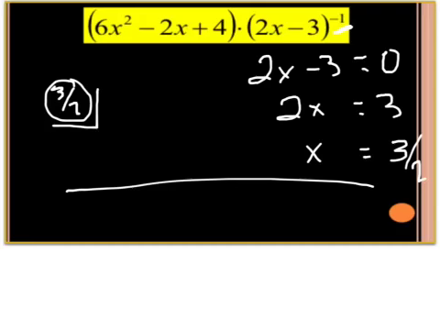Now that's going to be an awkward number to multiply by, but you guys can still do that with your calculator. So I want you to try this one. Okay? Pause the video and you can knock this one out.